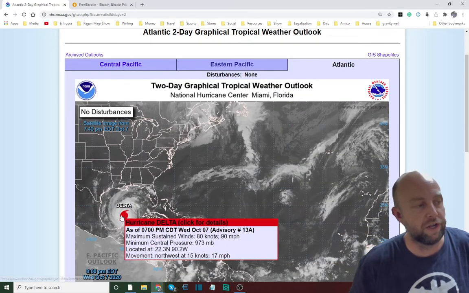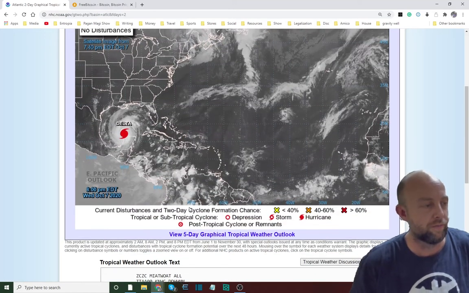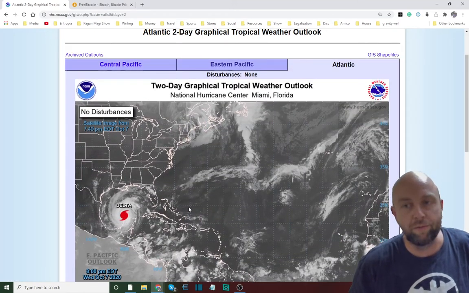Here we can see Hurricane Delta, and I'll give you guys what it currently is, the maximum sustained winds of 90 miles per hour. Yeah, so that's what I have from NOAA.